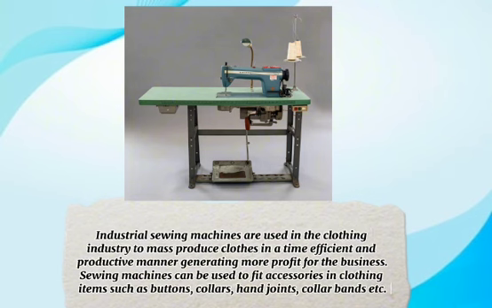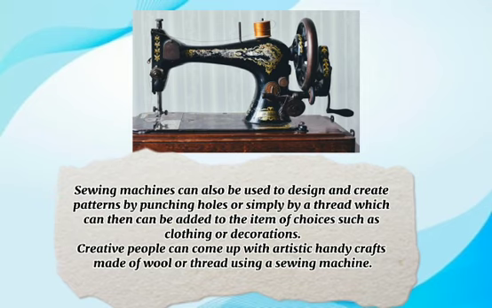Industrial sewing machines are used in the clothing industry to mass-produce clothes in a time-efficient and productive manner, generating more profit for the business. Sewing machines can be used to fit accessories in clothing items such as buttons, collars, hand joints, collar bands, etc. Sewing machines can also be used to design and create patterns by punching holes or simply by a thread, which can be added to the item of choice such as clothing or decorations.